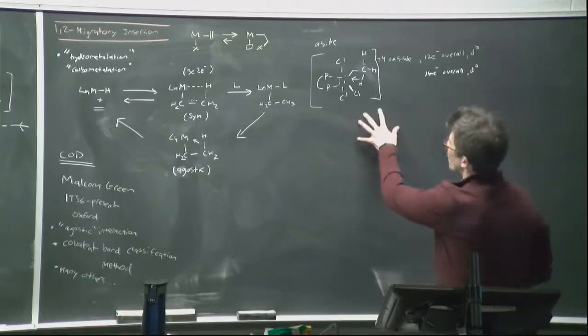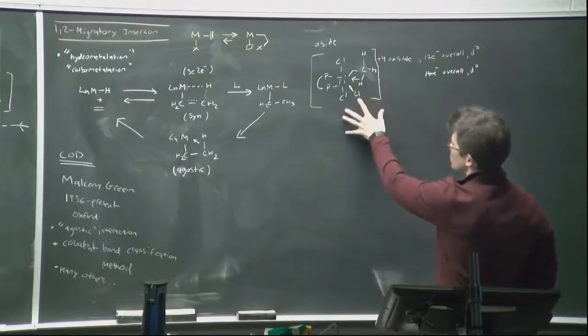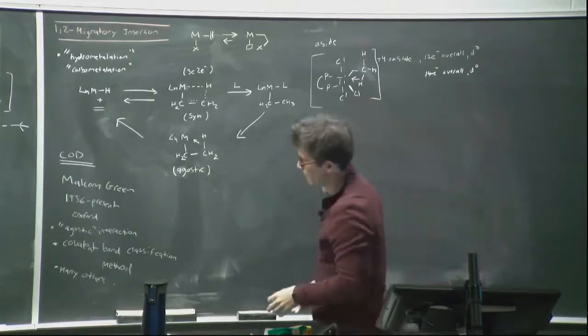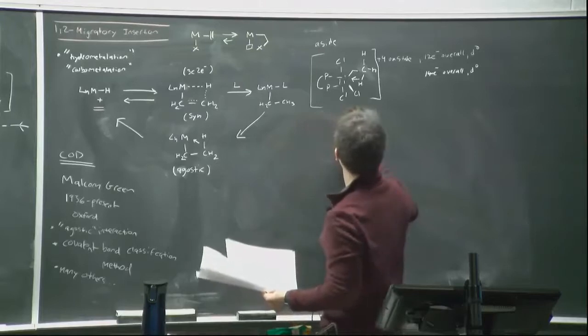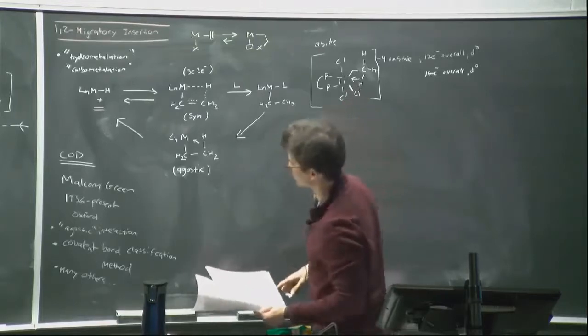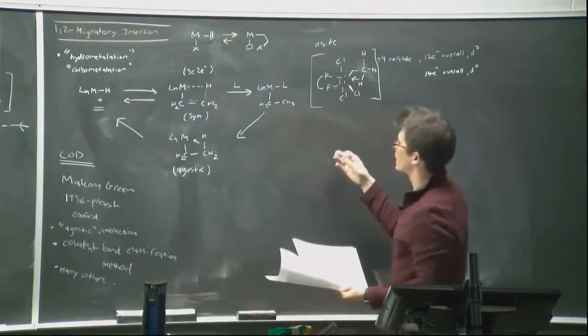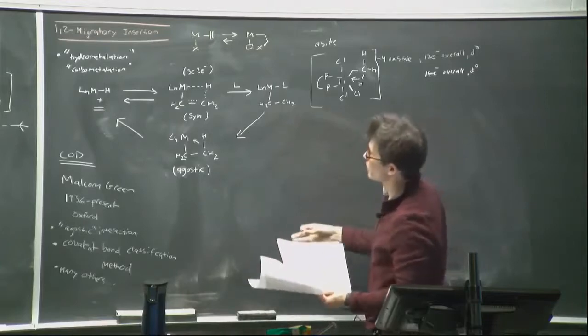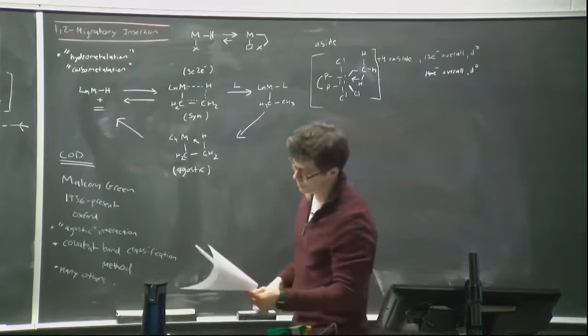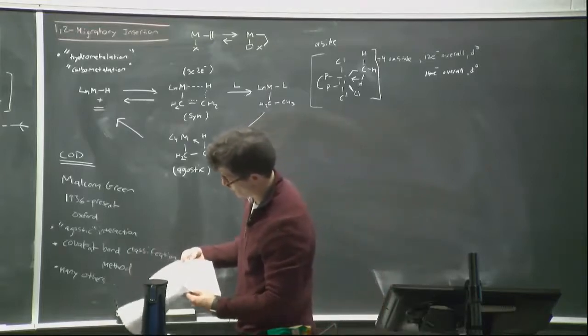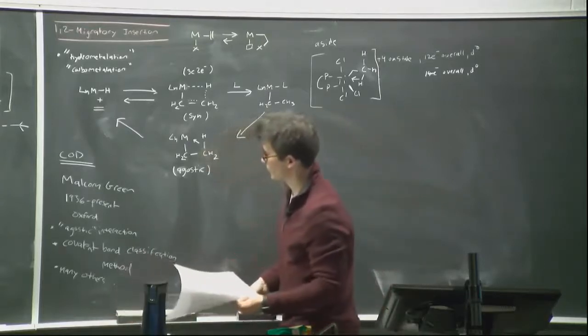Anyway, this was an aside, but this was a very famous system that Malcolm Green and Brookhart were studying when they realized the importance of this interaction. And then they connected it to not only C-H activation processes, but also to what we call beta hydride elimination, and this will also come up when we think about polymerization chemistry.